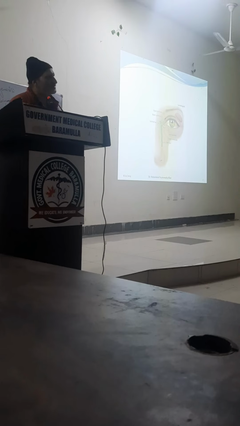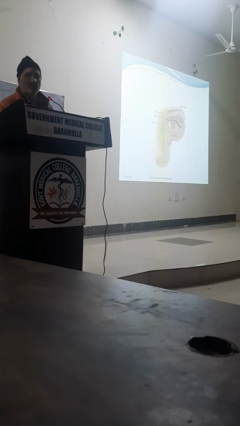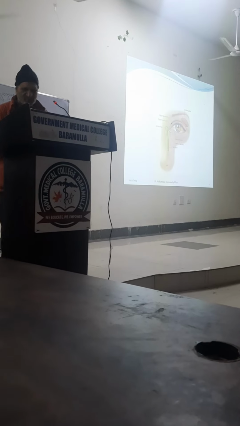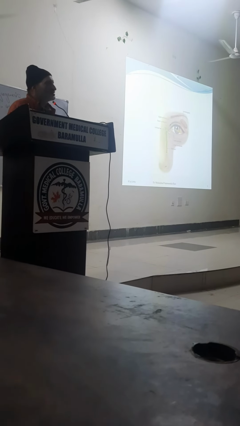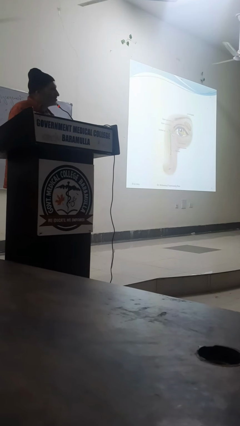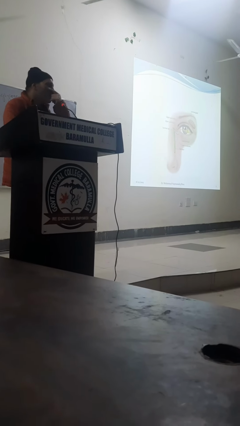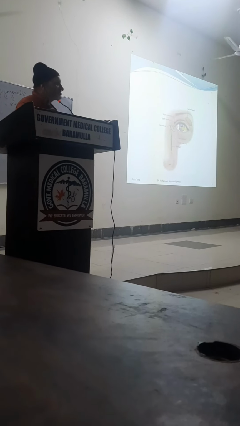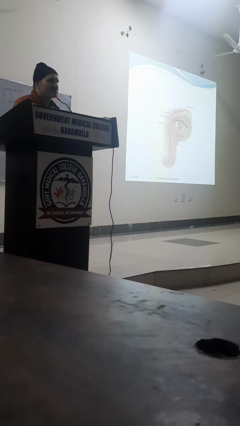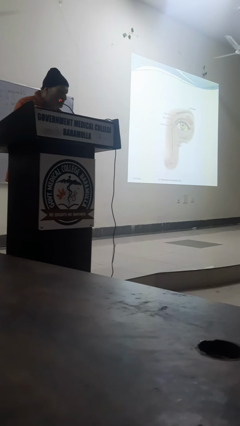Mucin is secreted by what? Mucin is secreted by the goblet cells of the conjunctiva. Then the aqueous is secreted by the lacrimal gland. And the oily layer, that is the superficial layer, is secreted by what? It is secreted by meibomian glands. Where are meibomian glands present? They are present in the tarsal plates. So these are the three layers.